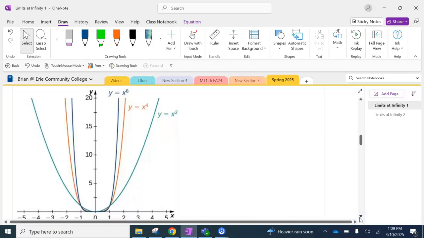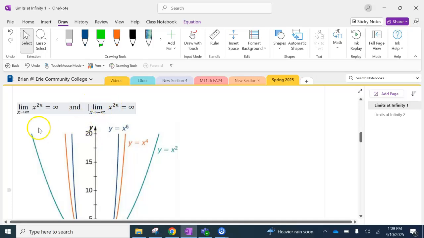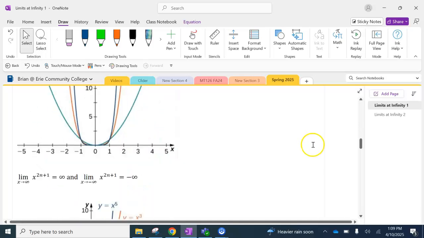They're all sort of U-shaped. As the power gets bigger and bigger, it's going to flatten out a little bit near 0, but we're going up to the left and up to the right. So we're just going to write that the limit as we're approaching infinity or negative infinity of these functions is positive infinity.